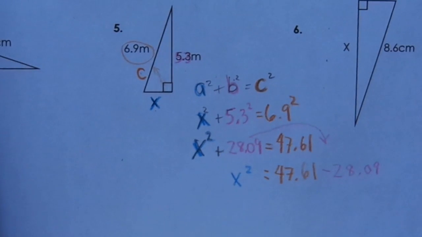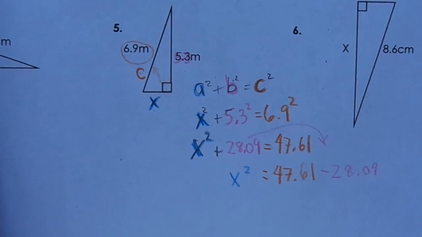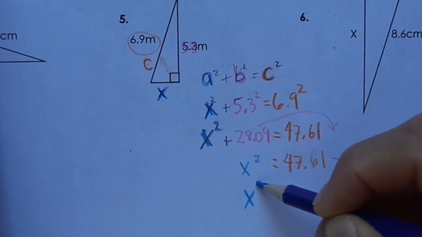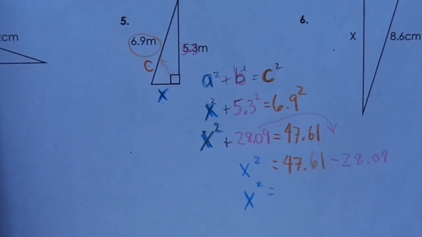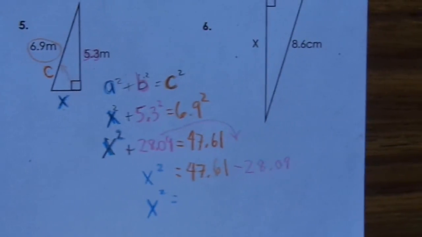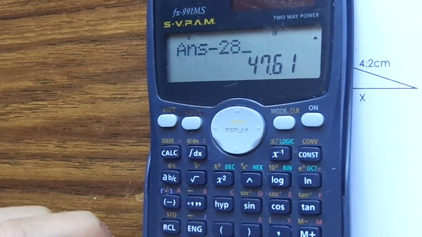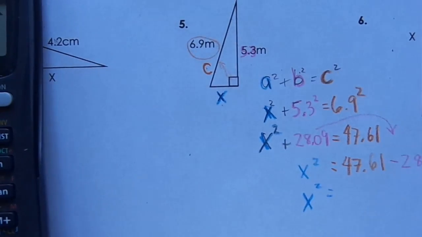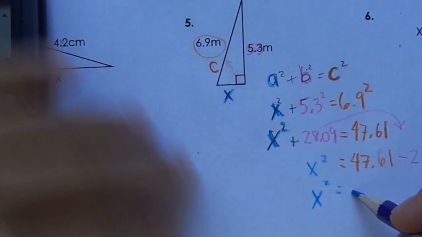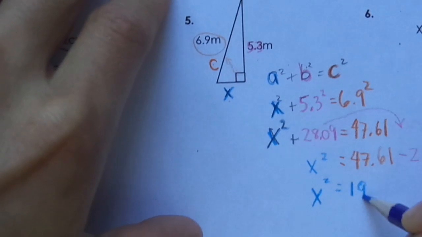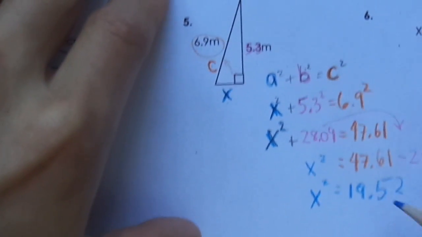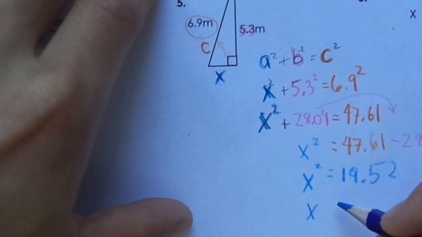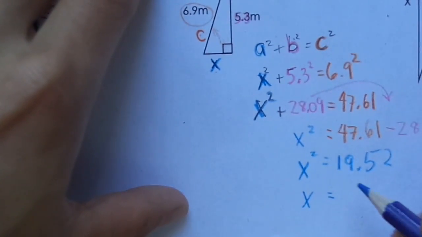Okay, now we're almost done. X squared. Now remember, we're trying to find x. So 47.61 minus 28.09. Where's my calculator? There we go. So 47.61 minus 28.09 gives me 19.52. So x squared equals 19.52. And last but not least, to find what x is, you just got to do the square root thing.